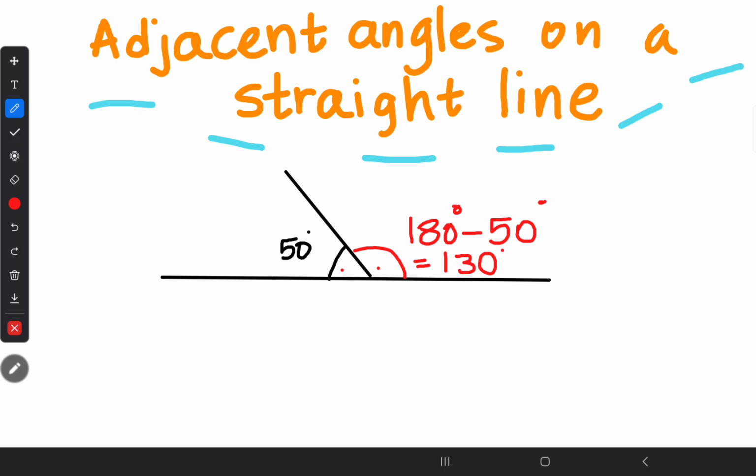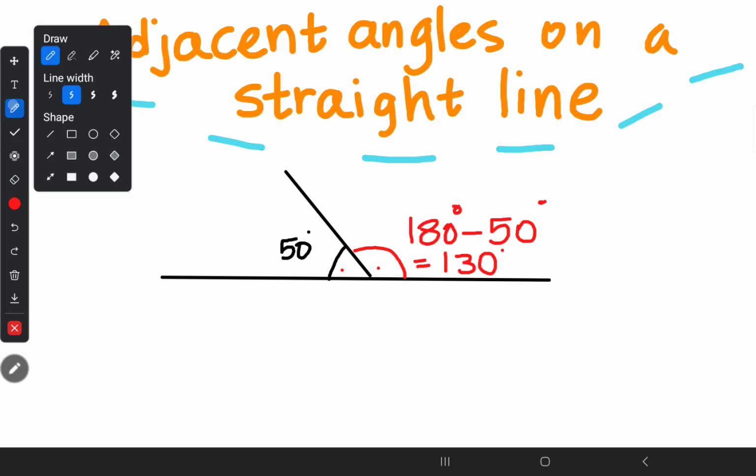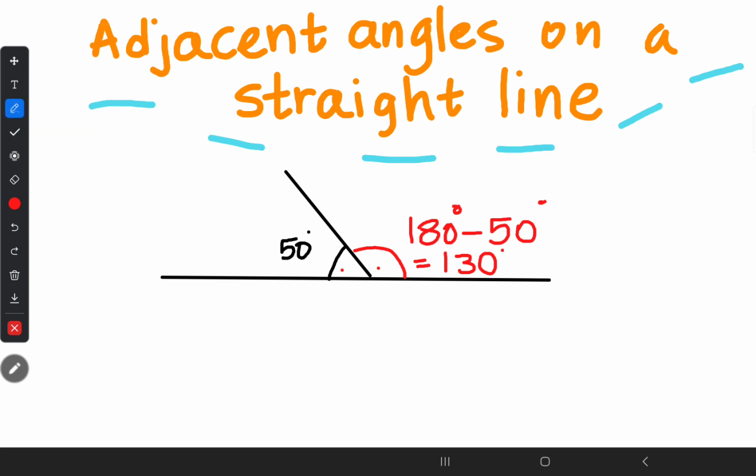Remaining angle as 130. Very easy. What we've discussed here: over a straight line, the total angle is 180. But in this case, this total straight line was split into two such angles.